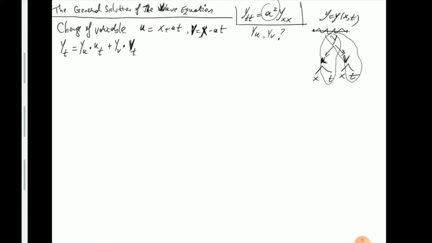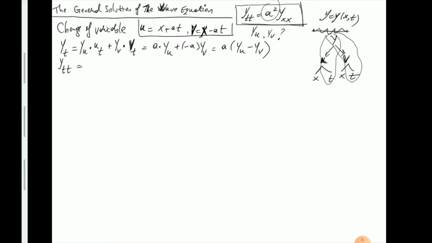Okay, now u partial t, just take a look at these transformations. u partial t is a, so this is going to be a times y_u, and then v partial t is minus a, so that's going to be minus a y partial v. So if I factor out a, this is a times (y partial u minus y_v). Eventually we have to replace, remember, the second order derivative with respect to t in the wave equation. So we have to do partial t one more time.